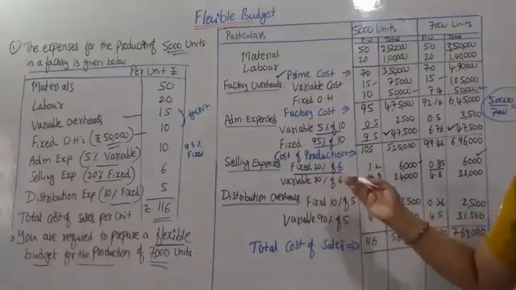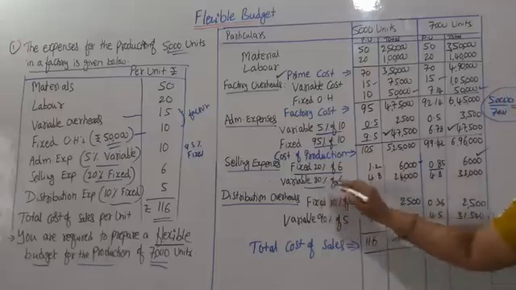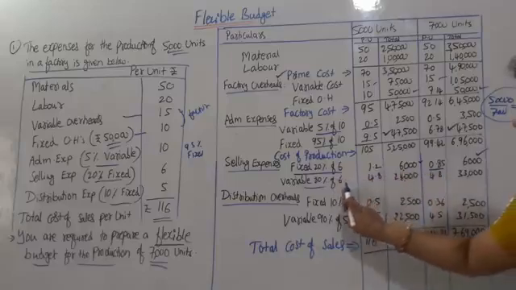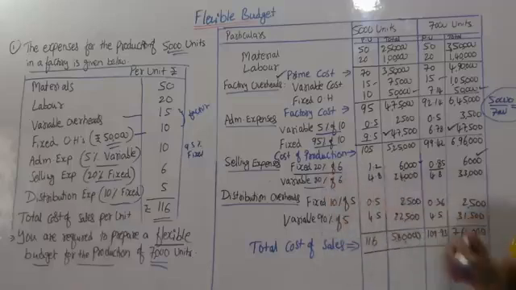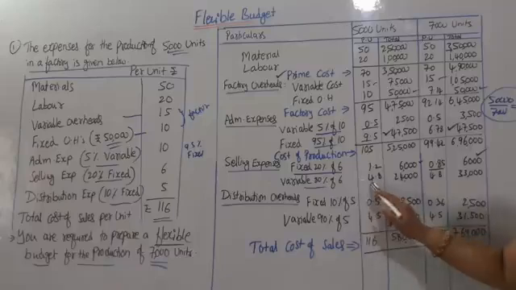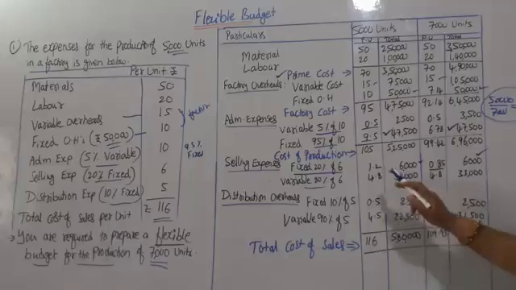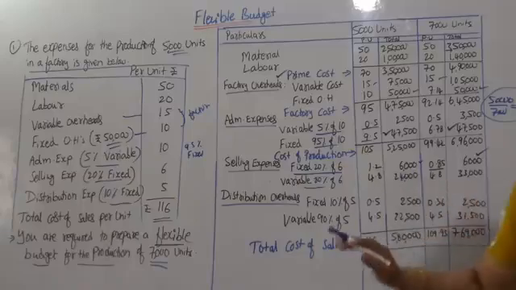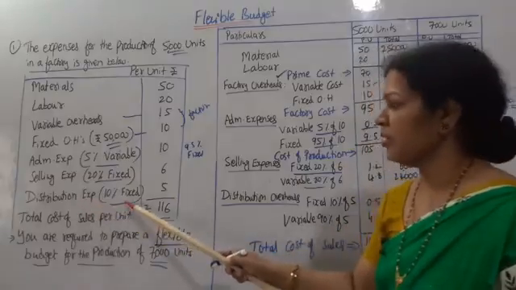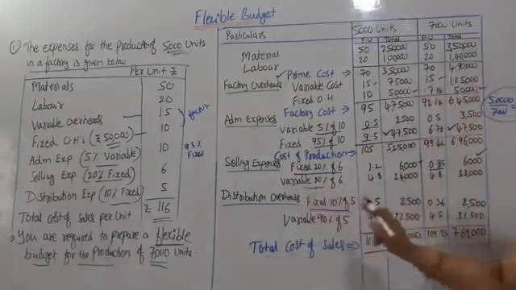Now variable is 80%. 20% is fixed, 80% is variable. 80% out of 6 is 4.8. 6 into 80%, 4.8. 6 into 20%, 1.2. So variable we got 4.8. 4.8 into 5,000, 2,40,000. Variable, so the same 4.8 we will write. 4.8 into 7,000, 33,000. In the same way, distribution expenses, 10% fixed. First, 10% of this 5 is 0.5.